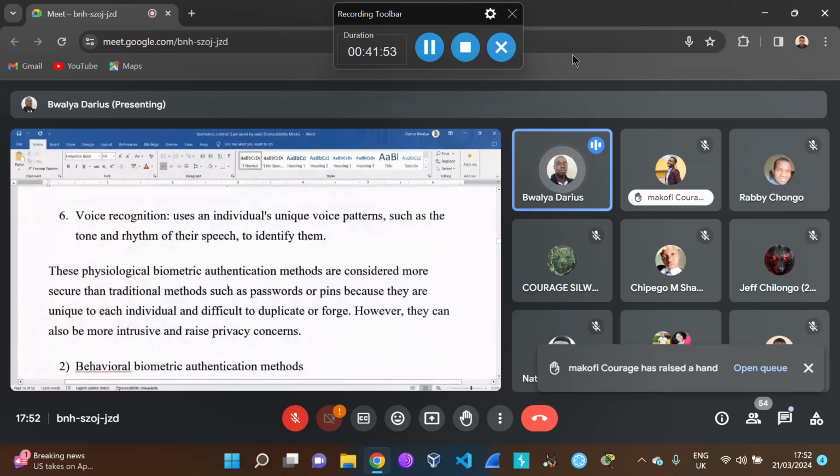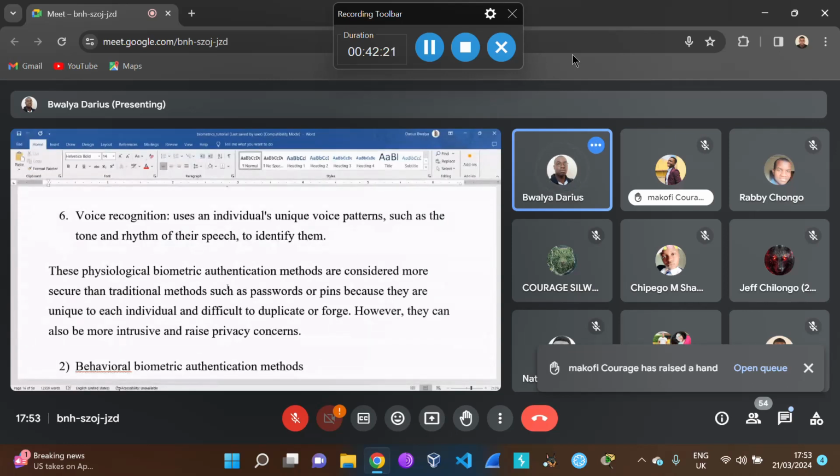So in summary, we're saying these physiological biometric authentication methods are considered more secure than traditional methods such as passwords or PINs, because they are unique to each individual and difficult to duplicate. So the bottom line is: difficult to duplicate and forge.